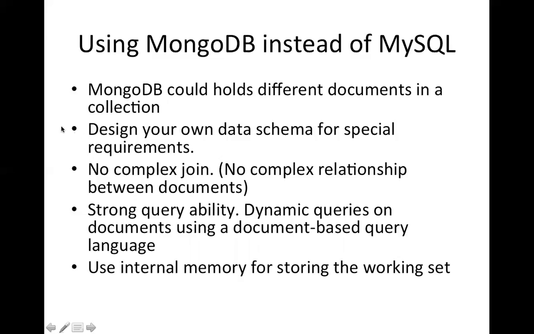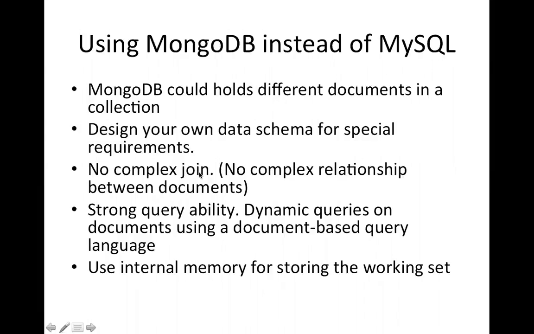And the second line, design your own data schema for special requirements. In MySQL, when you define a schema for a table, that's fixed. Even though you can add columns to that table, for example, you already create a table with 10 columns. Suddenly someone asks you to add thousands of columns into that table. It will take you a lot of time to fix that schema. But for MongoDB, this is not a problem. This is not an issue. You can define what you like. You can define the data schema for any special requirements.